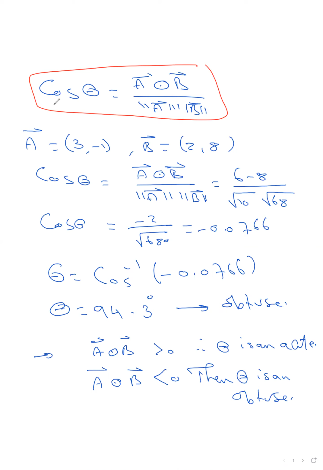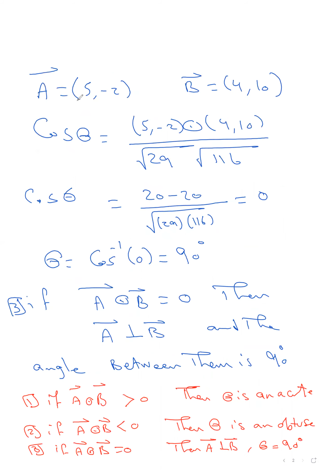So the cosine theta depends on A dot B, not on norm A norm B, because norm A norm B is always positive. But if A dot B is positive, then the cosine is positive, then theta is acute. And if it is the opposite, if it is negative, then obtuse, and if it is zero, then right angle or perpendicular. Is that clear? Okay, I'll give you an example.